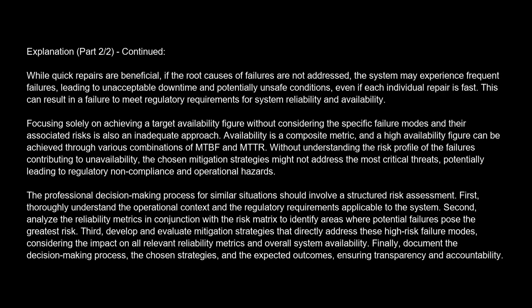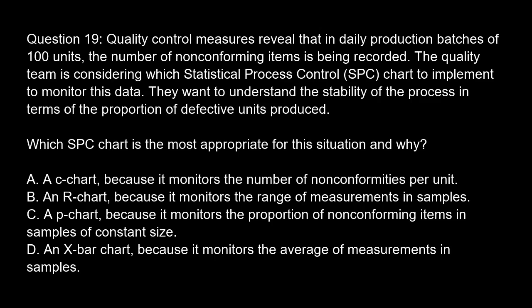The professional decision-making process for similar situations should involve a structured risk assessment. First, thoroughly understand the operational context and the regulatory requirements applicable to the system. Second, analyze the reliability metrics in conjunction with the risk matrix to identify areas where potential failures pose the greatest risk. Third, develop and evaluate mitigation strategies that directly address these high-risk failure modes, considering the impact on all relevant reliability metrics and overall system availability. Finally, document the decision-making process, the chosen strategies, and the expected outcomes, ensuring transparency and accountability.